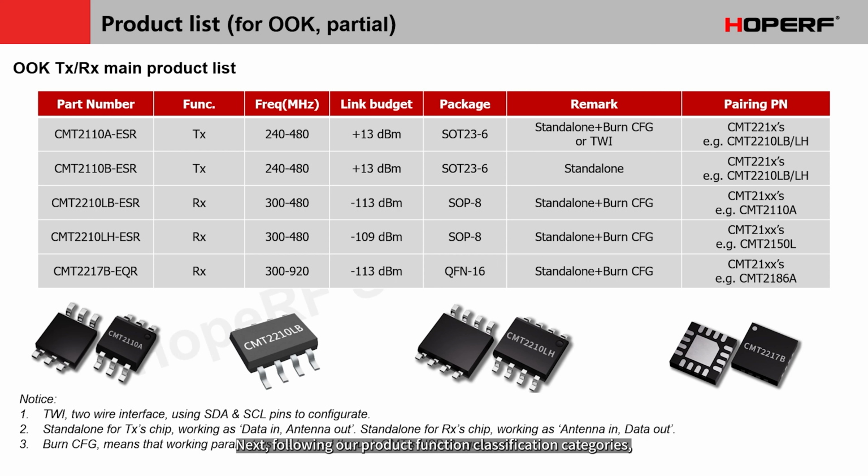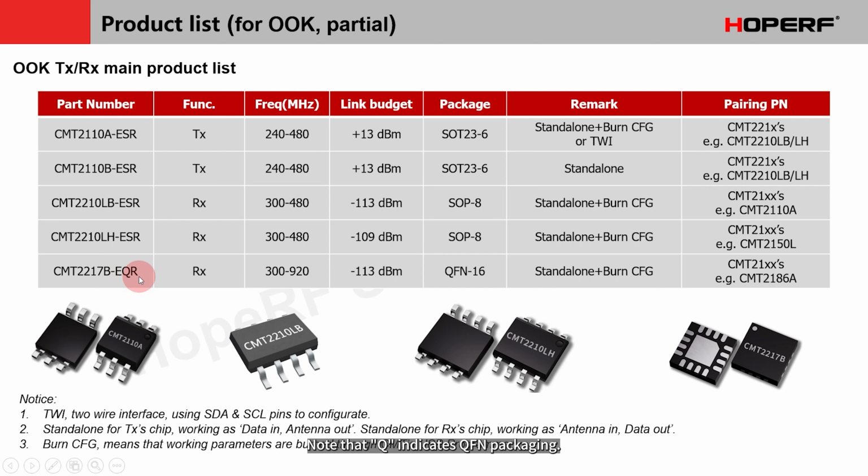Next, following our product function classification categories, we'll introduce each category one by one, with a focus on the main models in each. The first category to discuss is OOK modulation single transmitter and single receiver chips. We mainly promote two OOK single transmitter chip models. One is CMT2110A ESR, and the other is CMT2110B ESR. For OOK single receiver chips, we mainly promote three models: CMT2210LB ESR, CMT2210LH ESR, and CMT2217B EQR.